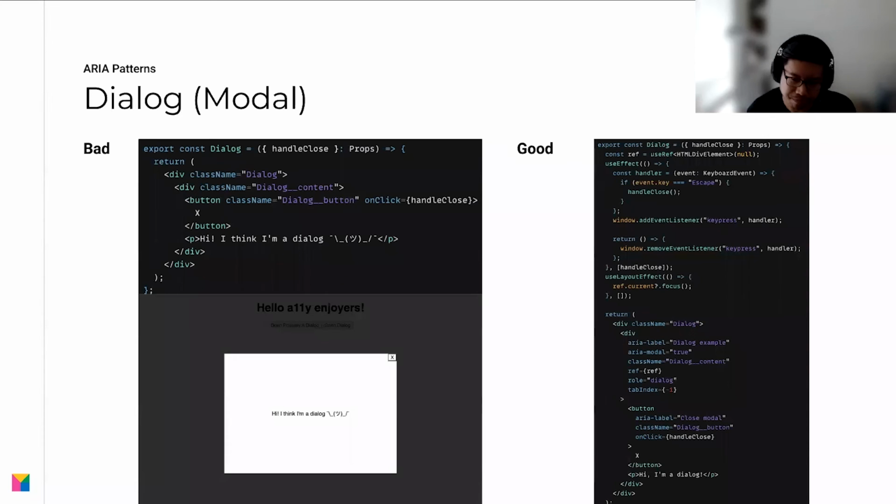It is a modal, giving a little bit more information, as well as the role of dialogue, which has some promises to it. One of those promises is that if you press escape on a modal dialogue, it should close. In my previous example, pressing escape, I didn't think about it, and it's not there.